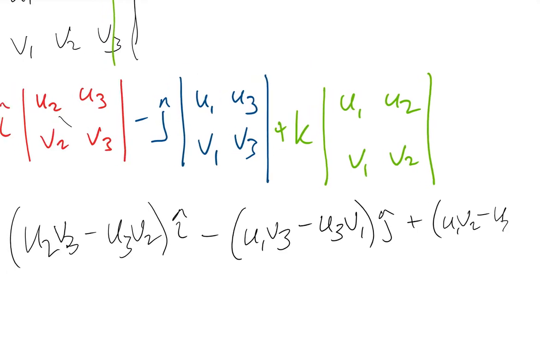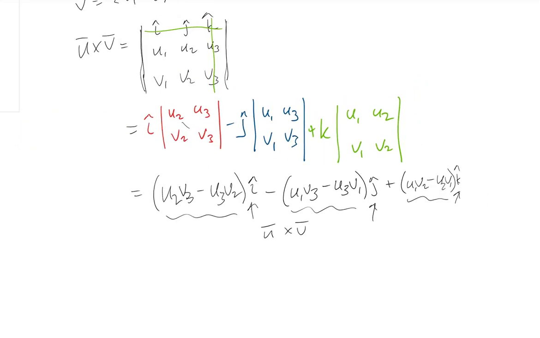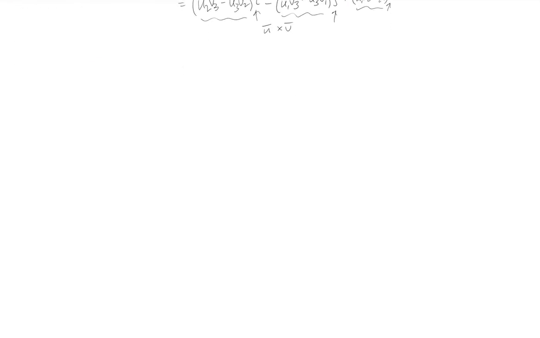minus U2 V1 K. Now if you notice, this is another matrix, right? It's got I, J, and K in it, and then it's got these numbers here in front. So this is another matrix, and we'll just call this U cross V. My U's look like N's. U cross V. All right, so let's do an example of this. So let's suppose that U is, let me draw this bigger.